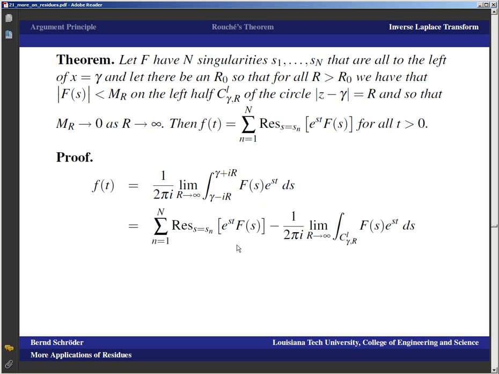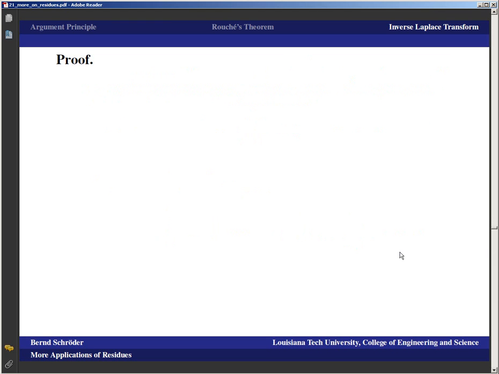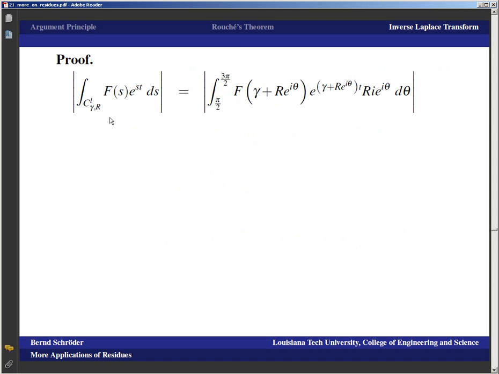And that's the sum of all those residues, minus 1 over 2 pi i times the limit as r goes to infinity of the integral of the function over this left half of the circle of radius r around gamma. But now, we look at that integral in absolute values, and well, we just parameterize it.